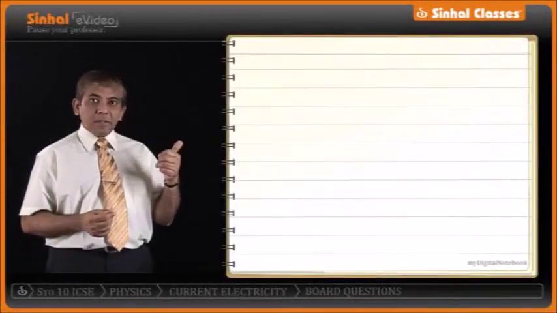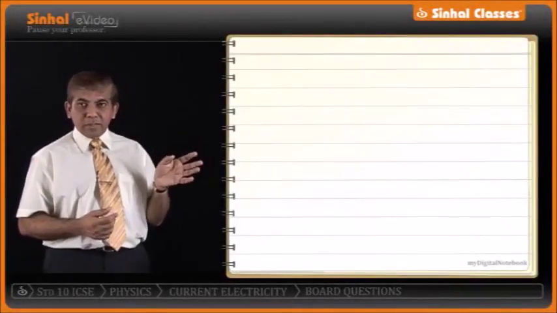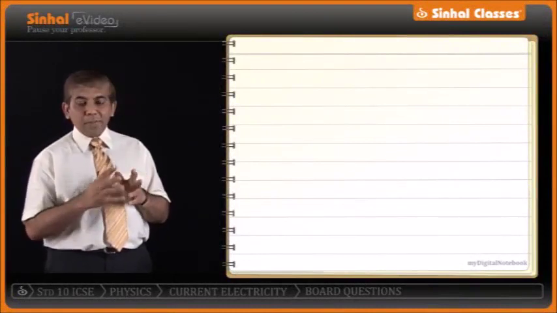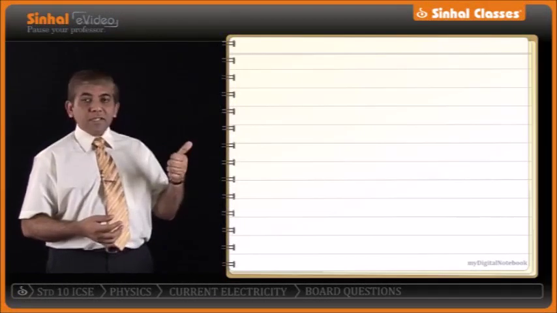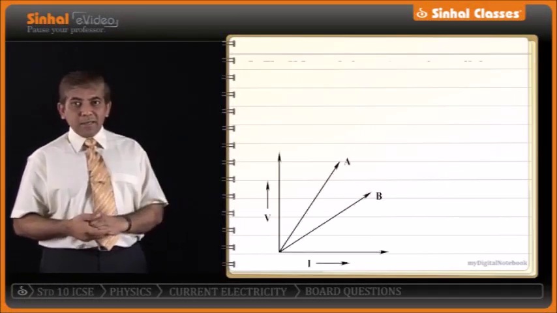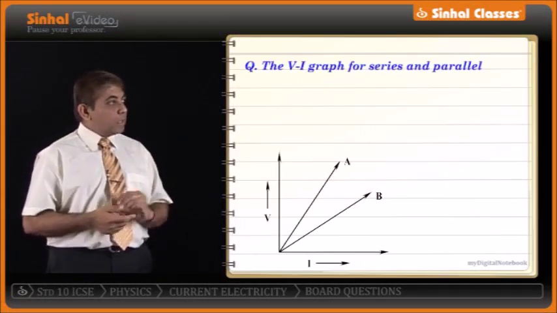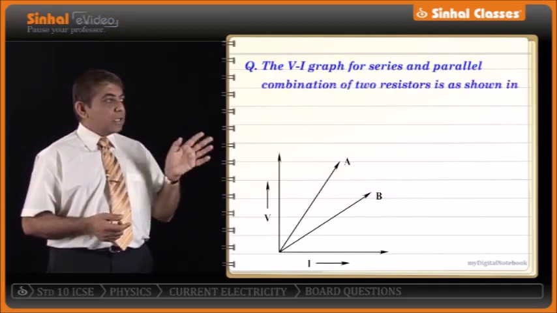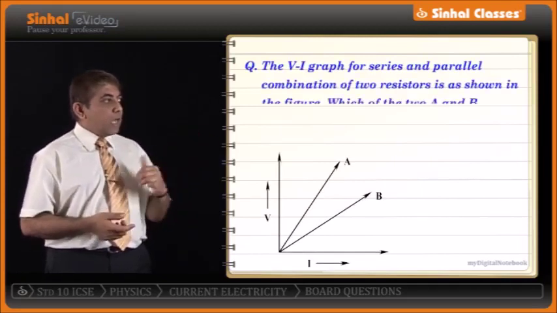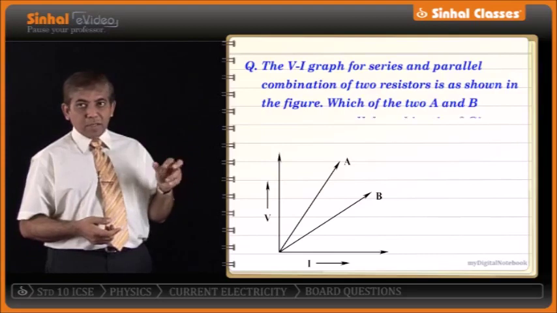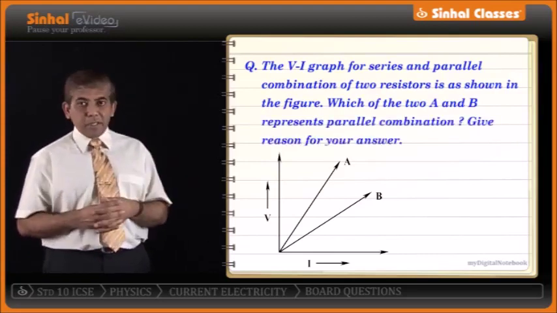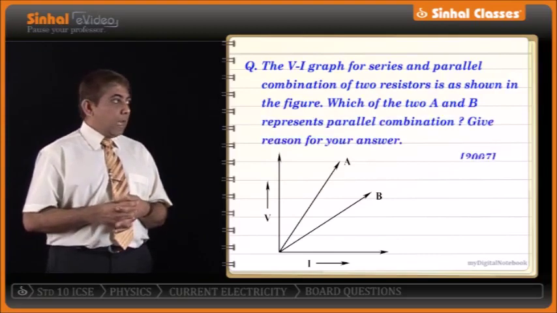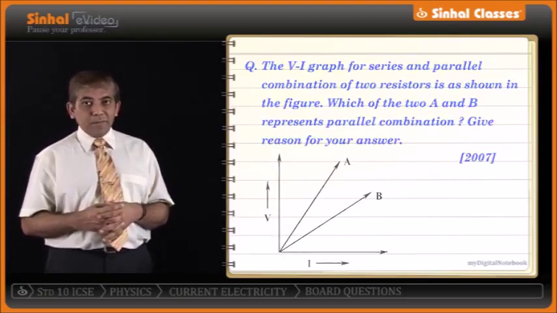How about 2007? It was a graphical question, a very good question, which we call similar to your application-based question. It makes you think. You are given a V versus I graph, voltage versus current graph, in which they are connected either in series or parallel, and then you are asked to determine which out of the two, graph A or graph B, represents a parallel combination. And they are asking you to justify your answer.